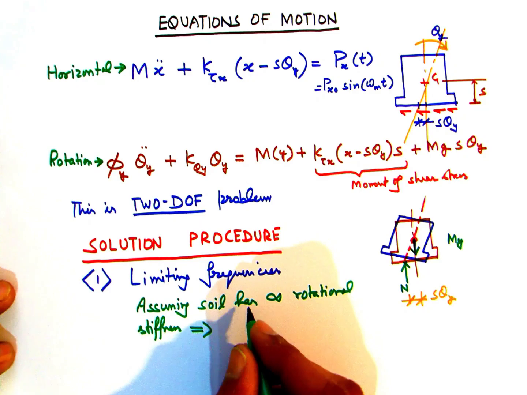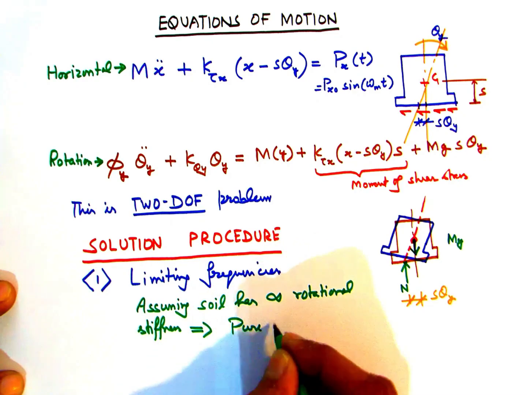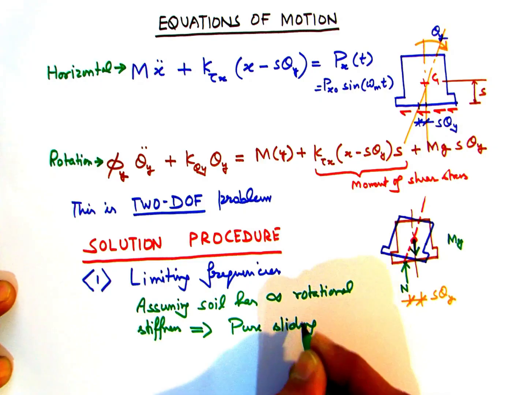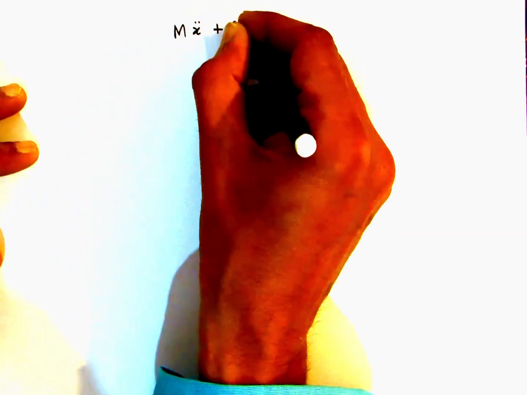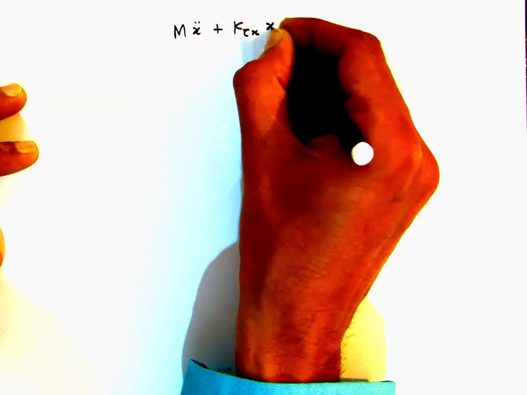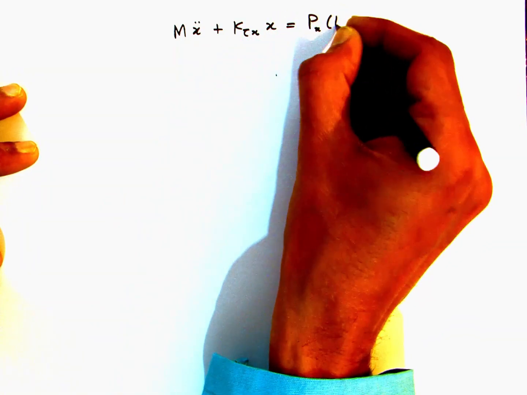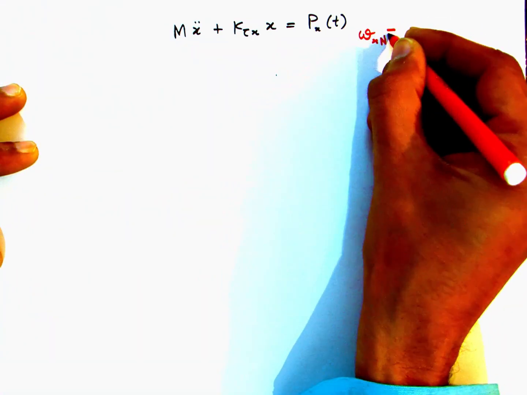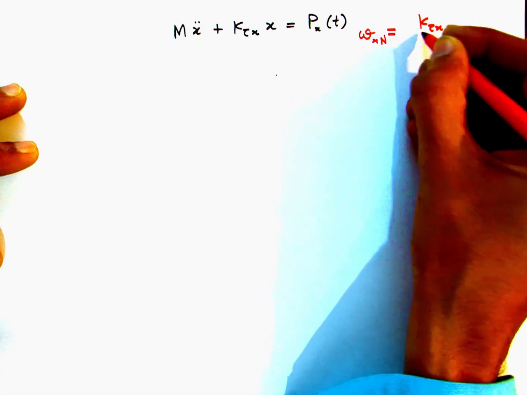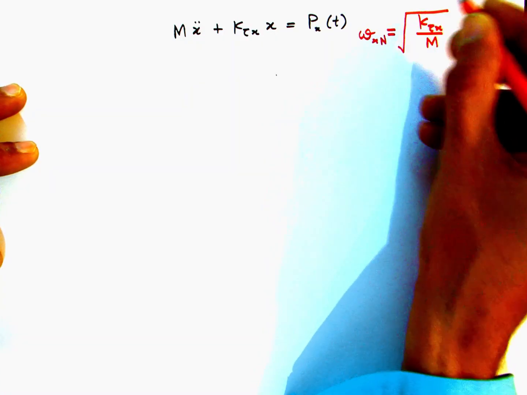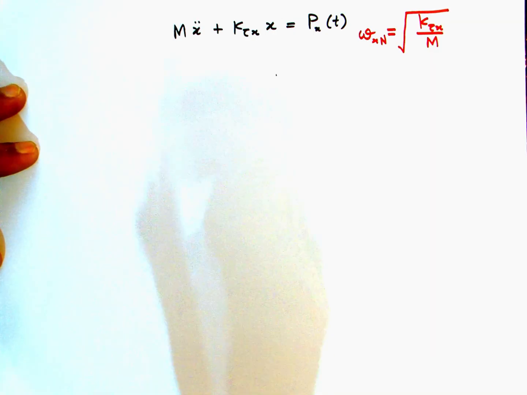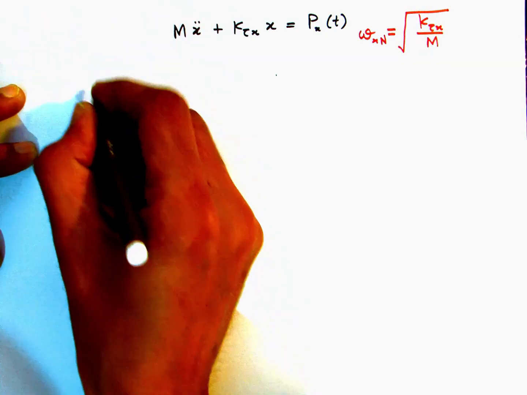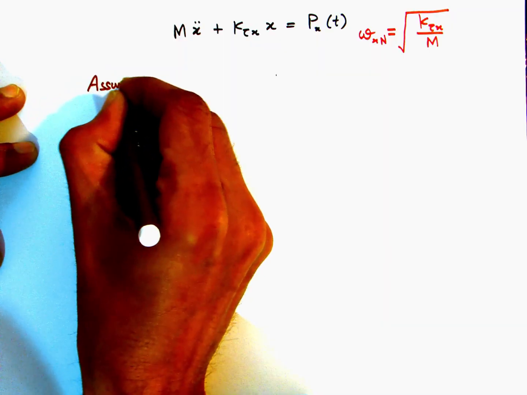And if it undergoes pure sliding, then the equation of the system will be very simple. We will not have the second term in the equation for the horizontal vibrations. So this would be the equation of motion for pure sliding vibrations. The hypothetical frequency omega xn is called the limiting frequency for this particular situation. That's given by the square root of k tau x divided by the overall mass m.